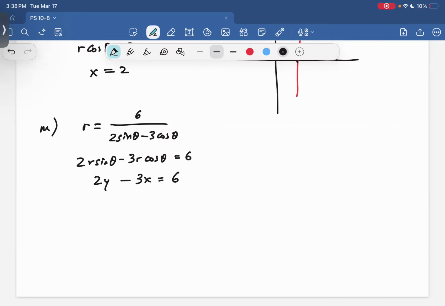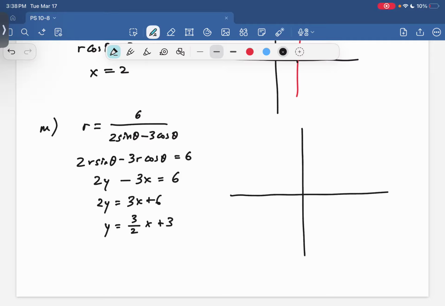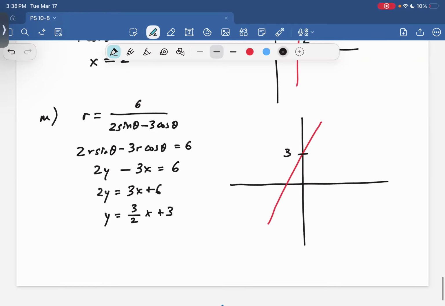And then you can graph this in different ways. You can find the intercepts immediately from this, or you can write this in point slope form. That's what I prefer doing. So I'll move the x to the right side and get the y isolated. And so that's how I graph it. Okay, so I have slope 3/2 and intercept positive 3. So that would be an acceptable graph.